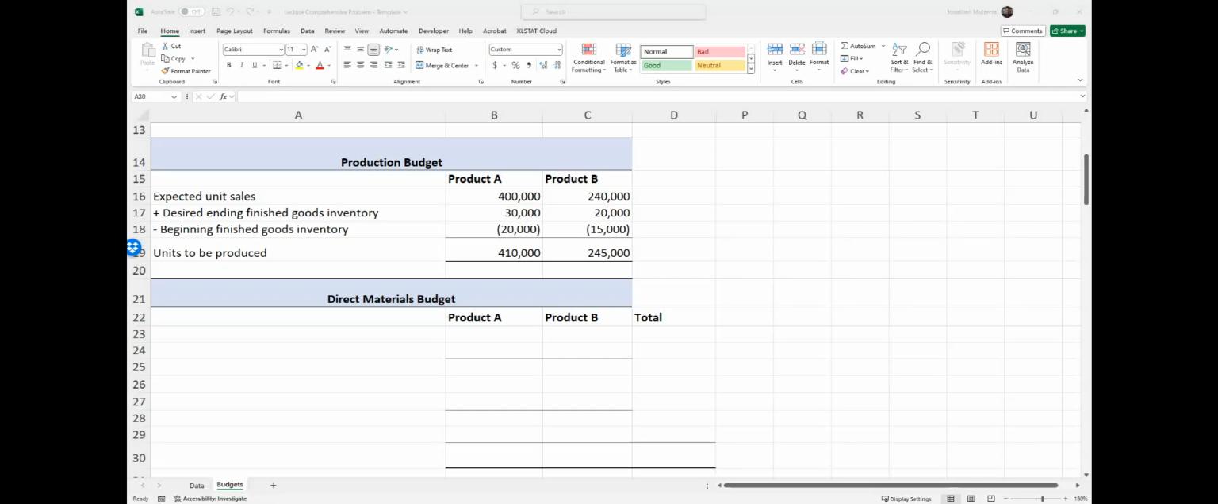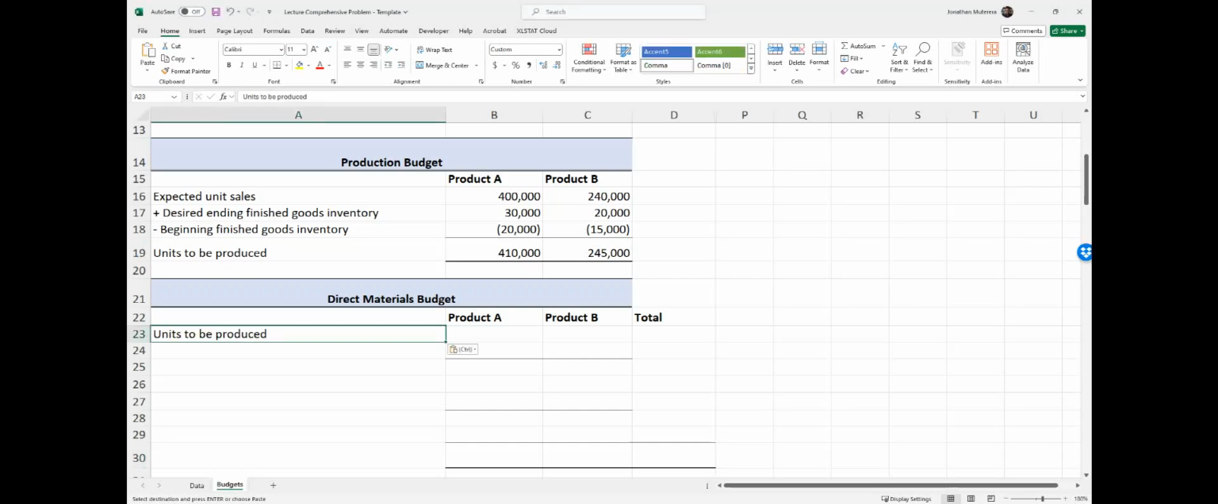So, to start off, if you want to understand the amount of materials that is required for your production, we will start with how many units do we need to produce. So that will be the first part. And then we will need to know how much material is required to produce a single unit of our products. And so that will give us the direct material that is required for production. Okay, so let's start over there.